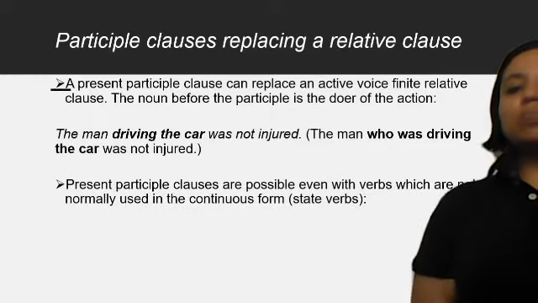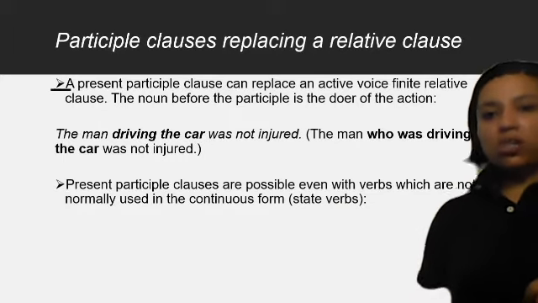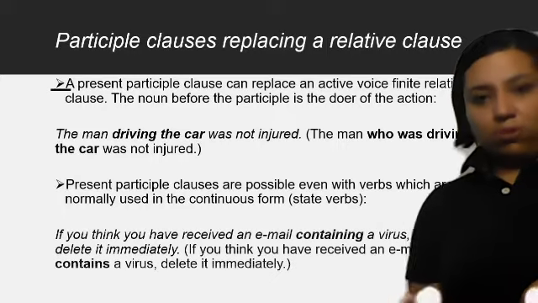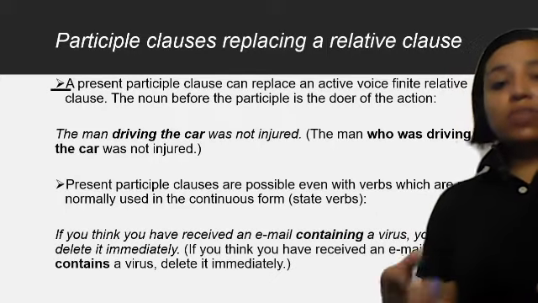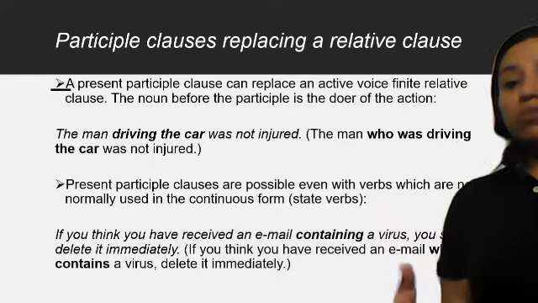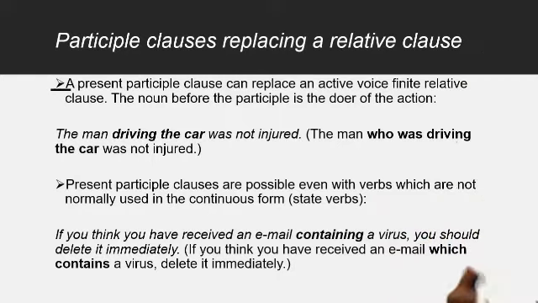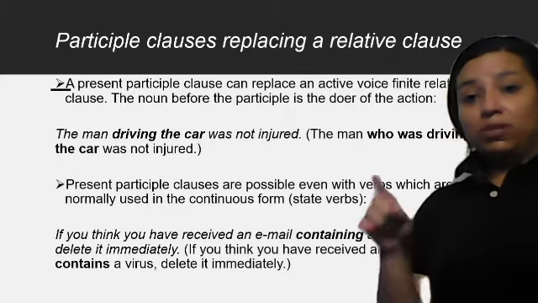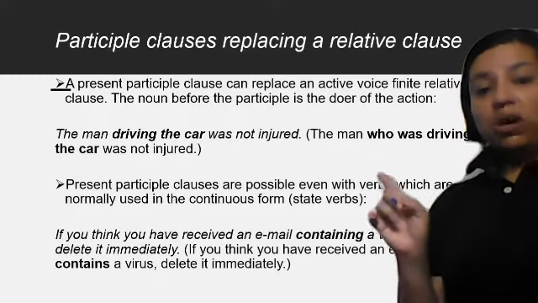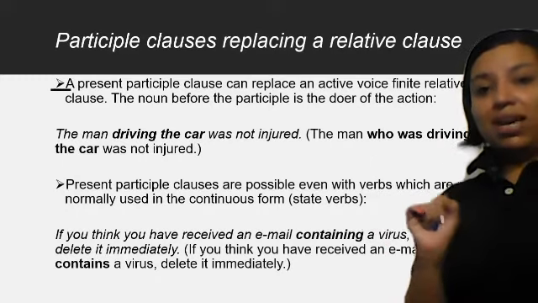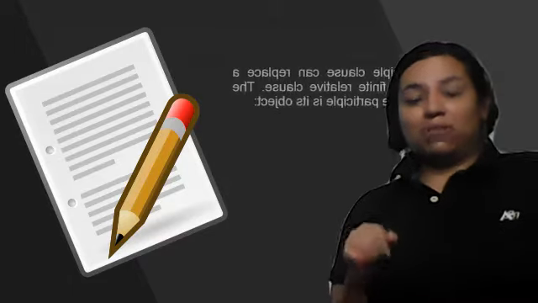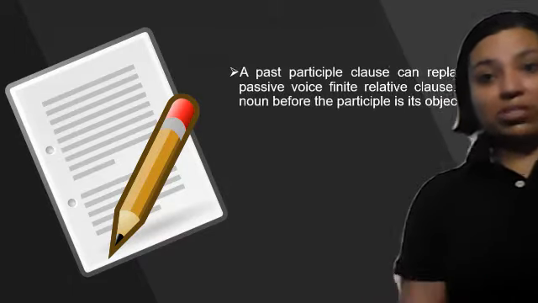Present participle clauses are possible even with verbs which are not normally used in the continuous forms. If you think you have received an email containing a virus, you should delete it immediately. If you think you have received an email which contains a virus, delete it immediately. The first example is using a gerund. So it changes to a gerund in the participle clause. But this one used a present verb and it changed to a gerund for the present participle.